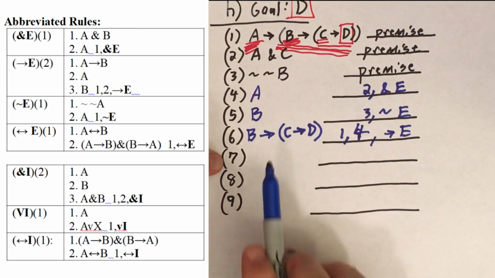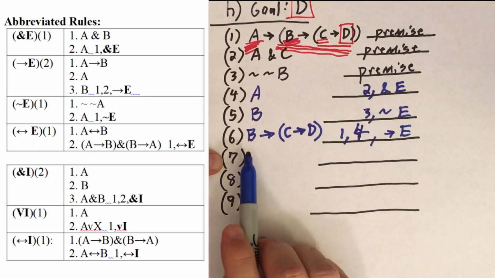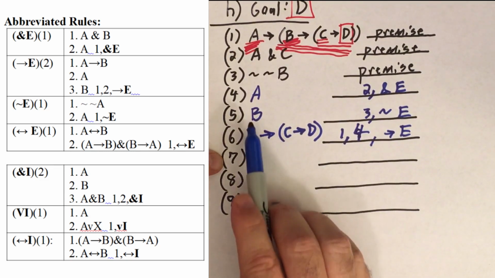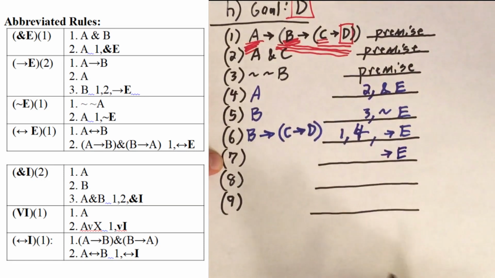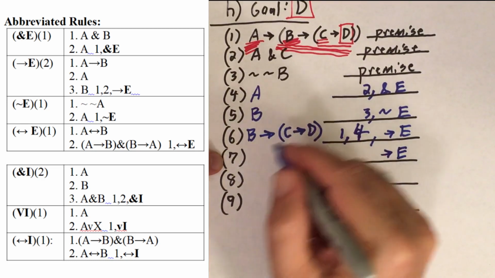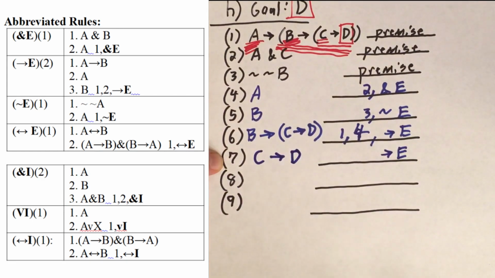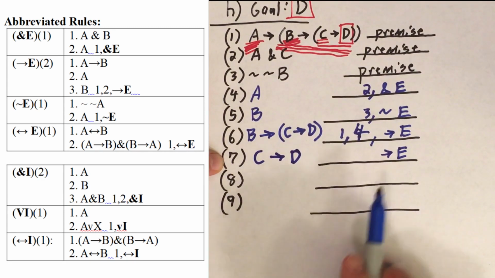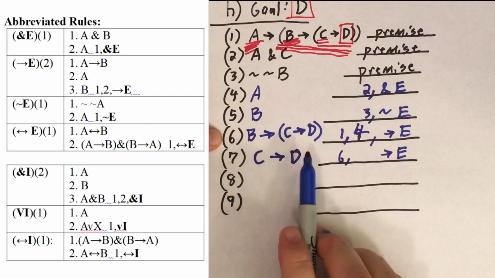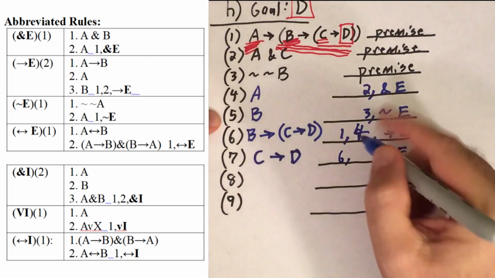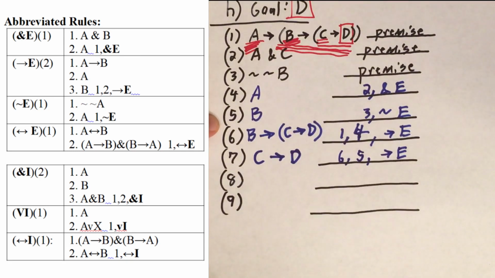Now what do I need? Now, because I know B is true right here in line 5, and I have this conditional by itself in 6, I can now get the right side of the conditional. Do you see it? I am going to use another conditional elimination rule and take the right side off of the conditional in 6. I don't need those parentheses anymore, so I will write C conditional D by itself. How did I justify that? I used the conditional in 6, and I took off the right side because I proved the left side in line 5. Good. So now I've got my sub goal almost there.